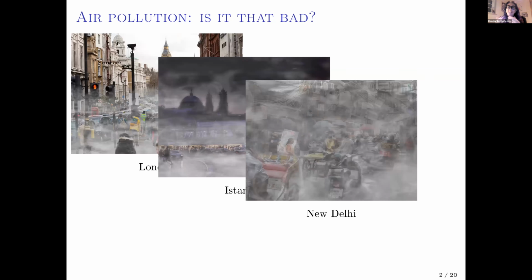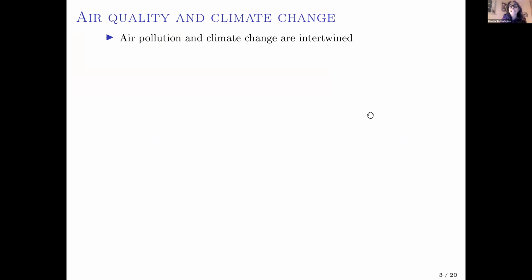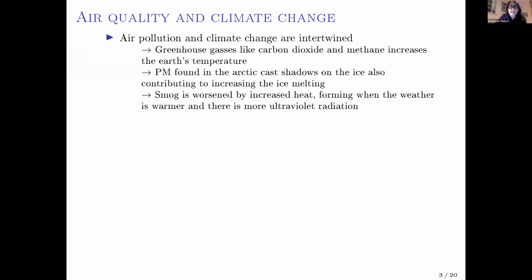So it gives you the idea that air pollution is really pretty bad. If only we could see it, we would appreciate more that it is a big problem. And it is a big problem, which is really intertwined with climate change, in the sense that gases like carbon dioxide and methane increase the air temperature. One thing I found out quite recently was that PM in very remote places like the Arctic apparently casts shadows on the ice, and that contributes to the ice melting, which is really terrible. And obviously, if it's hot, the smog gets worse because there is more ultraviolet radiation.